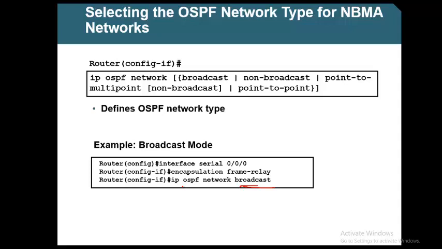Now, to understand this, you need to understand these modes so that you can choose one mode over the other. It's just an example to show how to switch to a broadcast mode from the default non-broadcast. This is the command: ip ospf network point-to-point. You can say point to point, or point to multi-point, or point to multi-point non-broadcast.